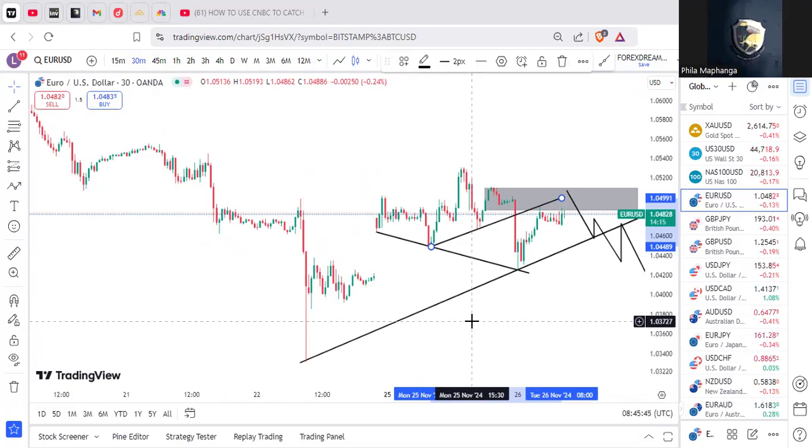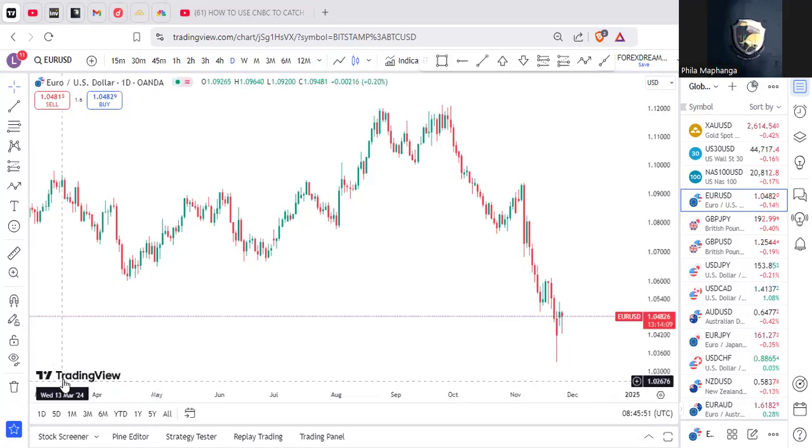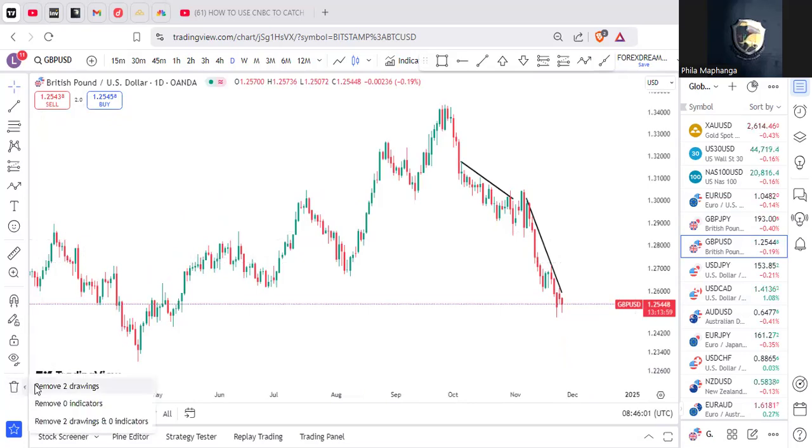This is what we have. You can even go all the way up to check again. Always start from higher time frame. Let's check the GBP US dollar. Always remember again, start from higher time frame. Let me erase everything.